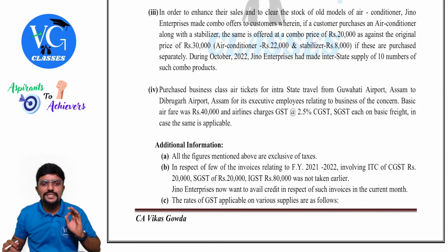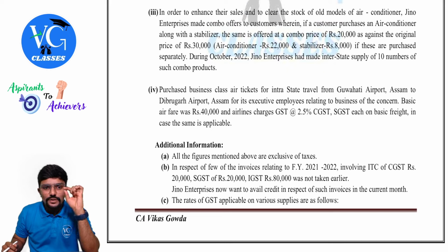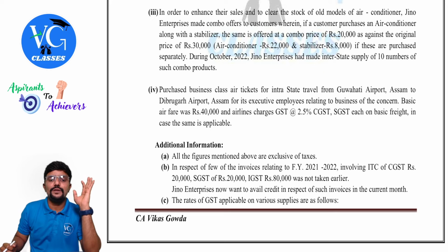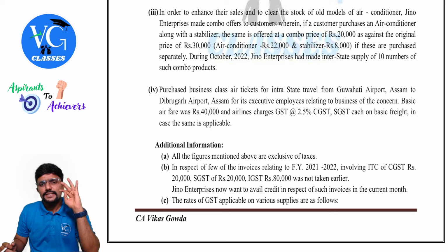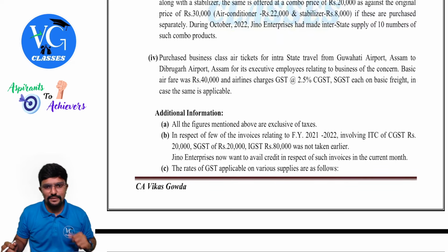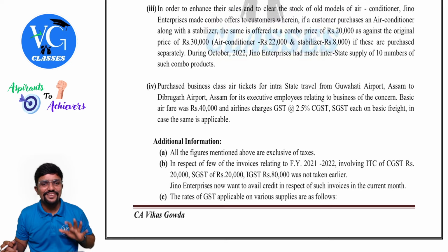Purchase business class air tickets for intrastate travel from Guwahati Airport, Assam to Dibrugarh Airport, Assam for its executive employees. They are booking for their own employees, relating to business of concern. Basic airfare was 40,000 and airlines charge GST 2.5% CGST, SGST each on basic freight, in case the same is applicable. They have given some hint there also.